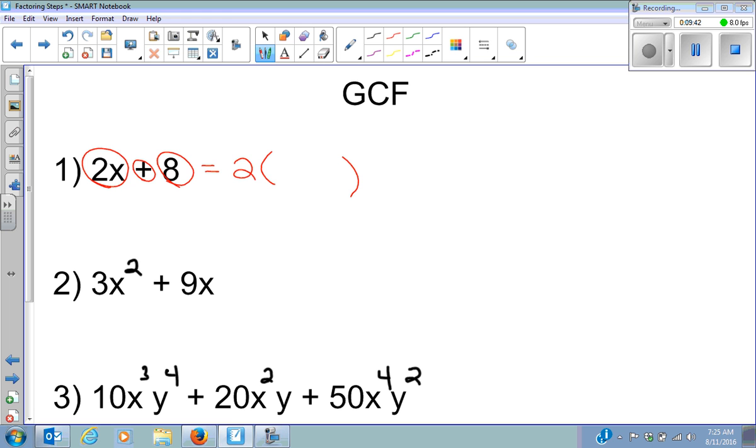Now, 2 times what would get me to this 2x? What am I missing from that first term? I'm missing just an x. So I put an x here. Now, are these two things equivalent? You see how I have an equal sign right here? Right now, are these two things equivalent? No. This part is equivalent to this, but what am I missing? The 8. So how do I make an 8 appear back here? I put a plus what?